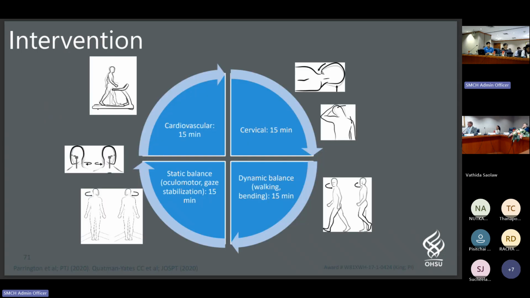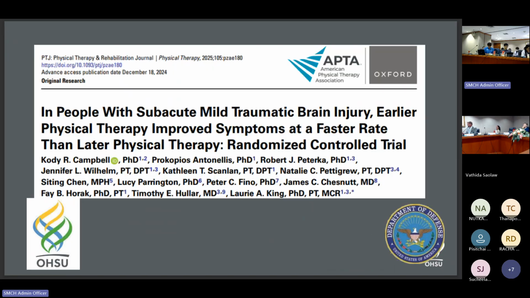So we developed a study where we did this intervention of cardiovascular for 15 minutes, cervical for 15, dynamic walking, balancing with moving head back and forth, and then some static balance. And we decided that we were going to implement that at time 0 or wait 6 weeks, which would be standard care. And we did find in this study, which we just published this year, that in people with subacute mild traumatic brain injury, earlier physical therapy improved symptoms at a faster rate than later physical therapy. And this was a randomized controlled trial.